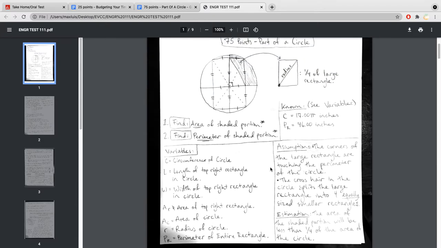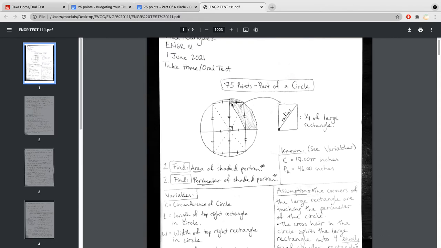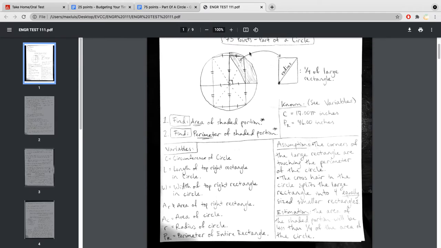And then my quick estimation is that the area of the shaded portion, which is this right here, will be less than 1/4 of the area of the circle. This is because this is 1/4, and since you're taking out a little bit right here, this shaded portion should be, in theory, less than 1/4 of the area of the circle.